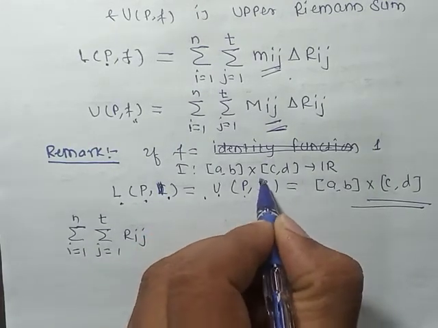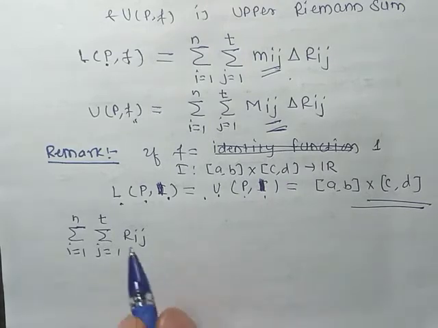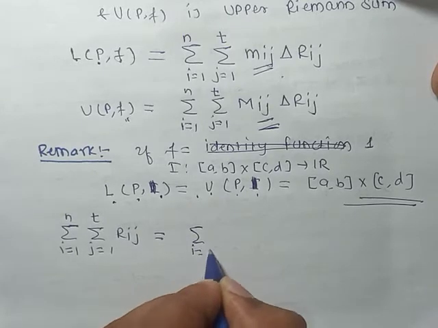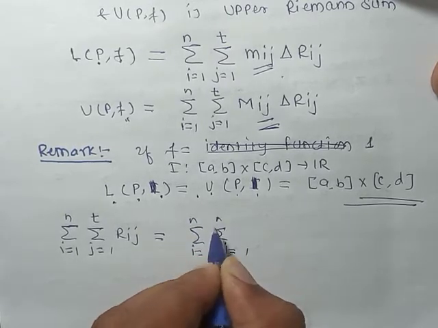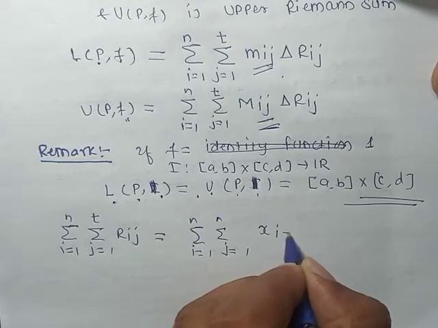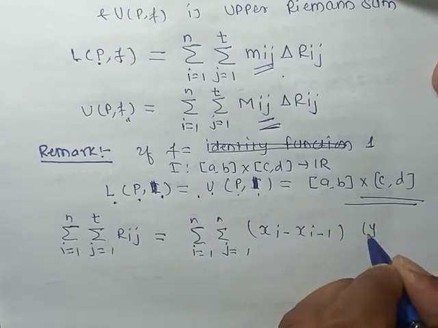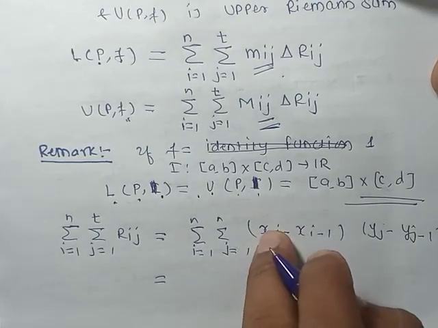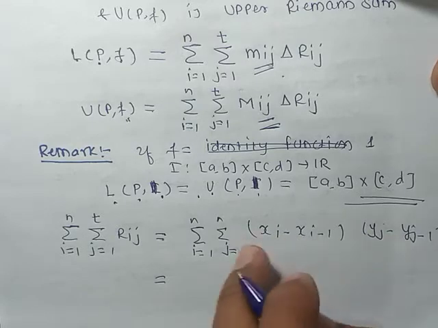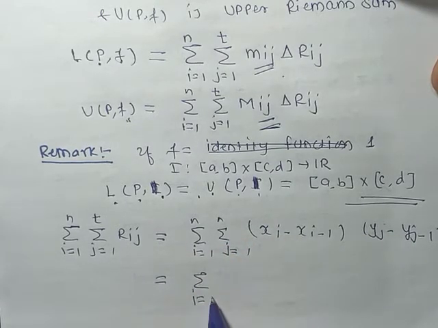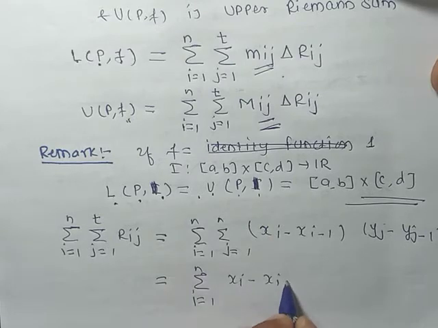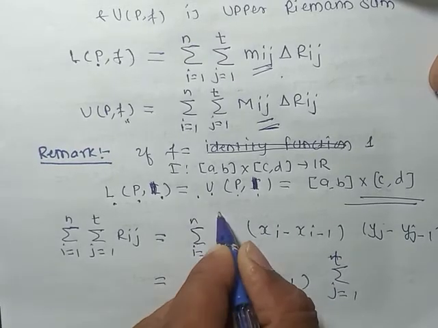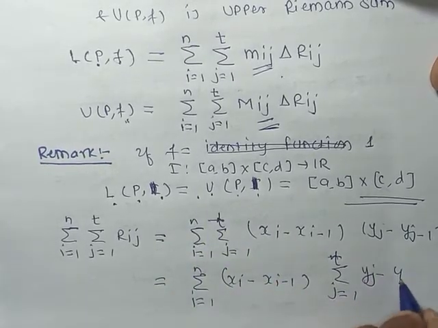Sorry, here is a correction. Instead of I, if we take the constant function 1, then the sum equals delta Rij, summation i runs from 1 to n, summation j runs from 1 to t. This is xi minus xi minus 1 and yj minus yj minus 1. Here the variable i and the variable j are separate, so we can separate the sums: the sum over i of xi minus xi minus 1, times the summation j runs from 1 to t of yj minus yj minus 1.